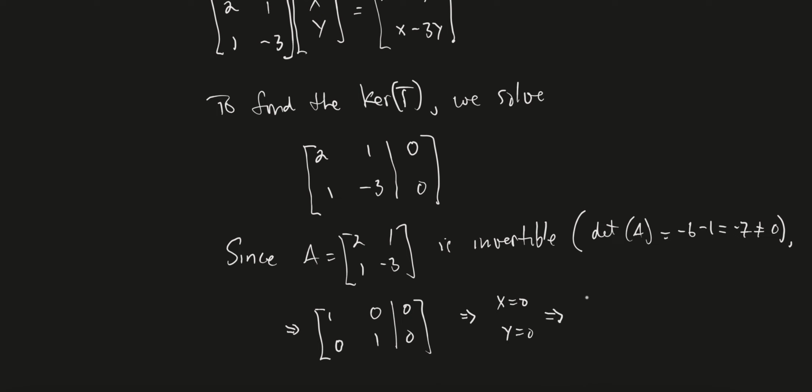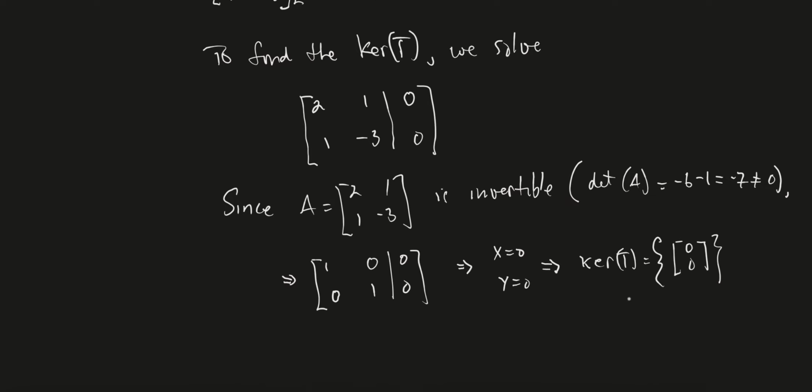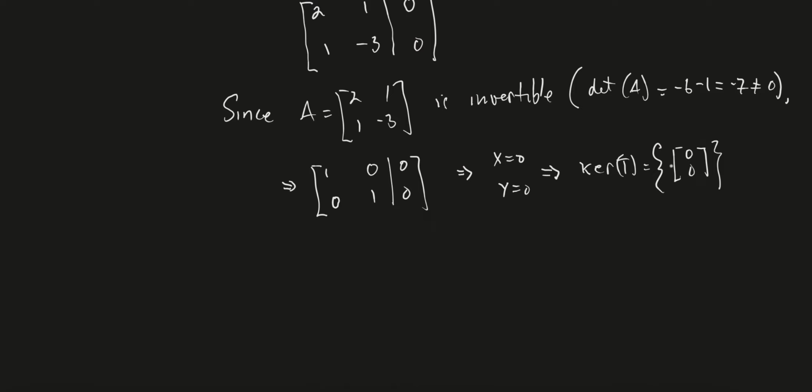What does this mean? Well, it means that there's only one element in the kernel. In this case, only the 0 vector gets mapped onto the 0 vector. So the kernel of T is simply this. In other words, this is the only vector that when plugged into this linear transformation would produce 0. If you were to plot this particular vector, you would end up with just a point.